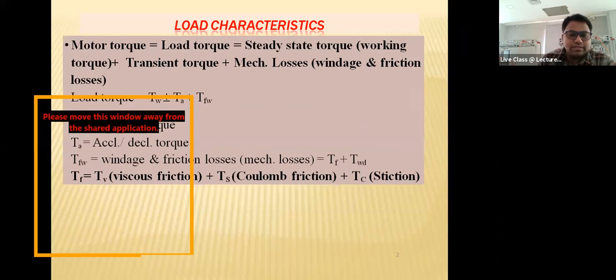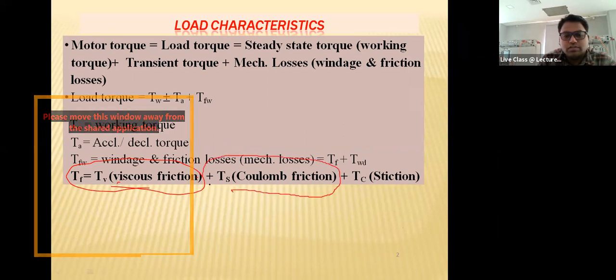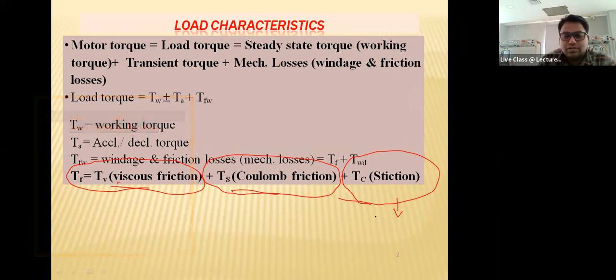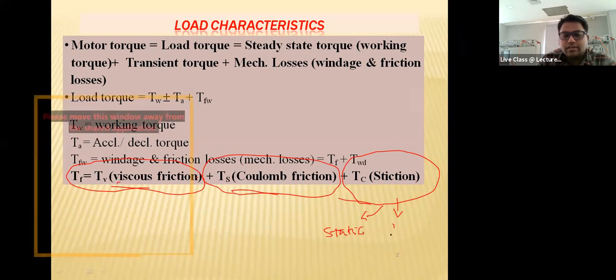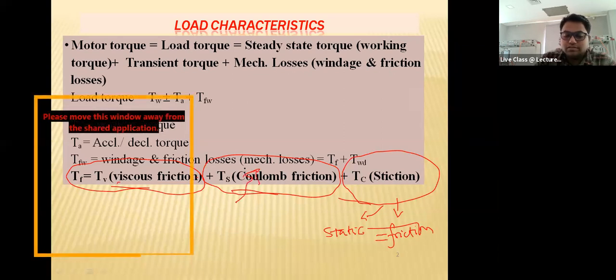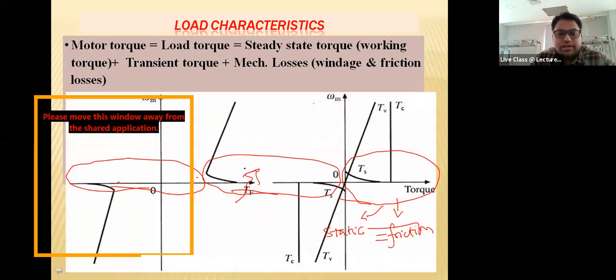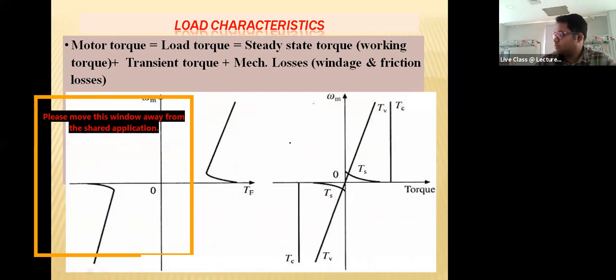Okay. So this windage and friction loss comprises viscous friction, Coulomb friction, and stiction. Stiction means static friction, made up of two words, static and friction. So let's see what the graphs of all these are. Viscous friction, I hope you understand.